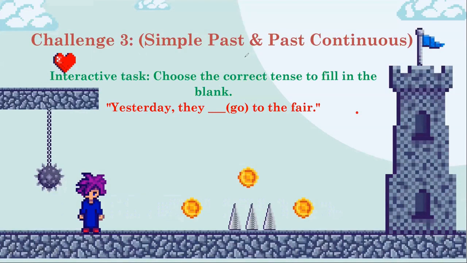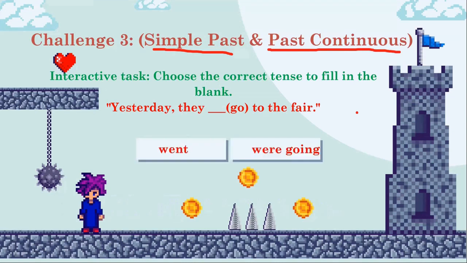Yeah, so let's continue our time travel with test number 3. We are exploring the differences between simple past and the past continuous, right? Here is your sentence: Yesterday, they go to the fair. And your options are went and were going. So please choose wisely and let's see if your answer is right or wrong. So let's go.